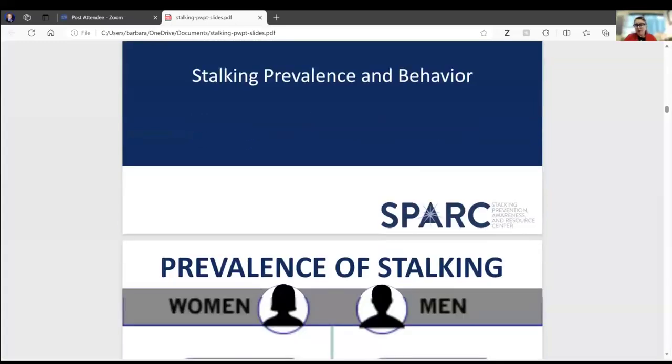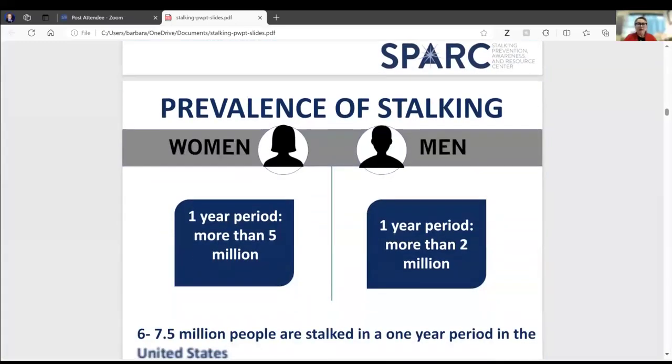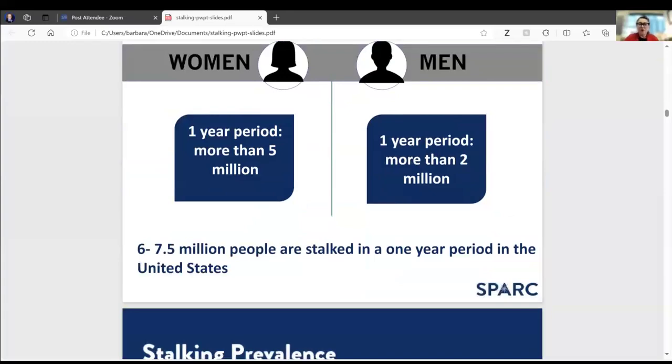One of the things that we know about stalking is that during the course of a year, there's more than 5 million women that are stalked and men more than 2 million. So it is not just a female issue. We know that it happens to men.